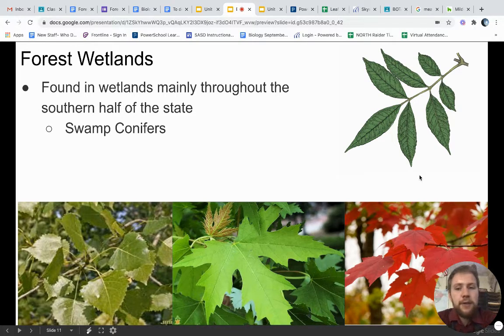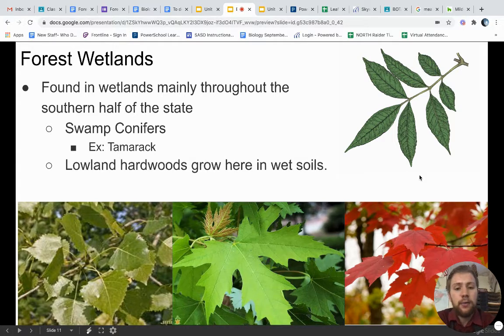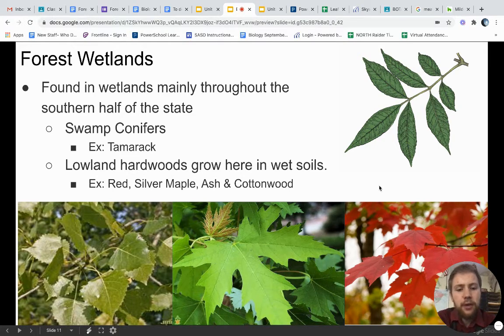Among forest wetlands, you would find some swamp conifers like tamarack. You would also find some lowland hardwoods, so perhaps cottonwood, ash, maples, red and silver maple as well. So all of these thrive in these lowland, wet conditions. They need a soil that holds more water, essentially, not as sandy. So this is an ash leaf, and remember last time we talked about this as being oddly pinnate. So it's a compound leaf. Cottonwood, simple leaf, silver maple, simple leaf, as well as red maple, simple leaf.